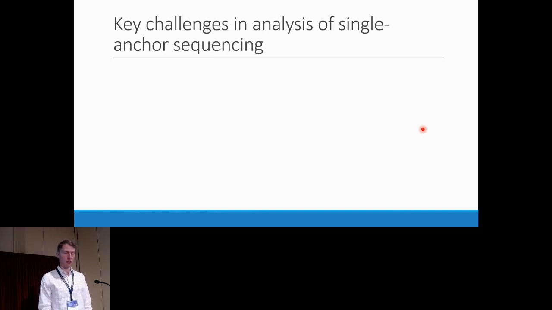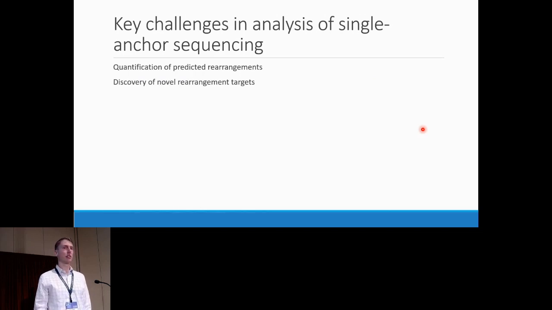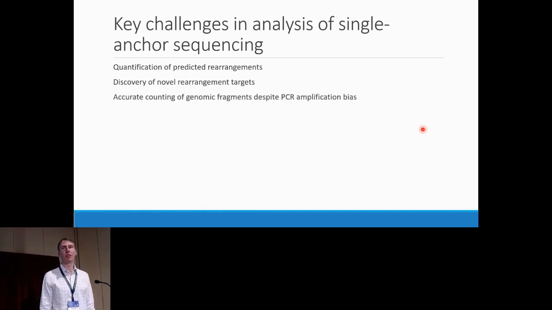But we would really like to quantify predicted rearrangements. So if you know where the cut sites are, you'd like to predict the rates at which those predicted rearrangements are produced. However, you'd also like to be able to discover novel rearrangements. So if there are off-targets in other places in the genome, you'd like to quantify and discover those as well.